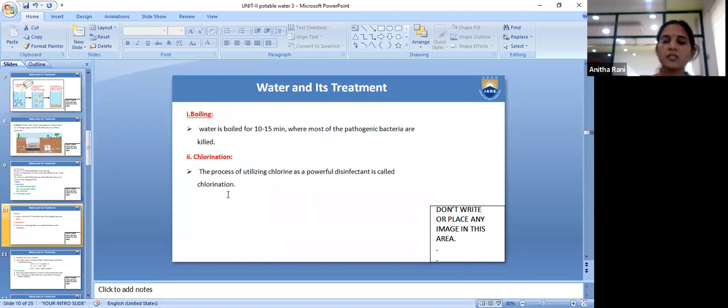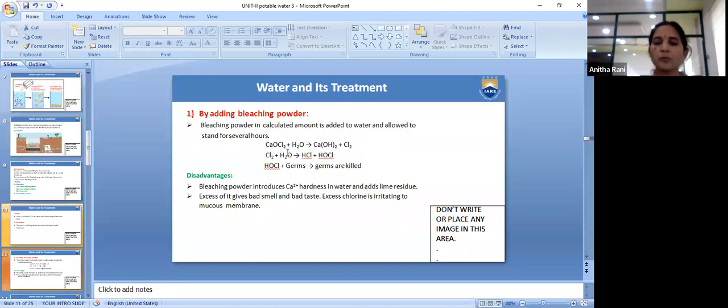The process of utilizing chlorine as a powerful disinfectant is called chlorination. The first one is bleaching powder, known as calcium oxychloride. We are adding it in water, and we get calcium hydroxide and chlorine. This chlorine in the presence of water gives hypochlorous acid, which will kill the germs or bacteria present in water.